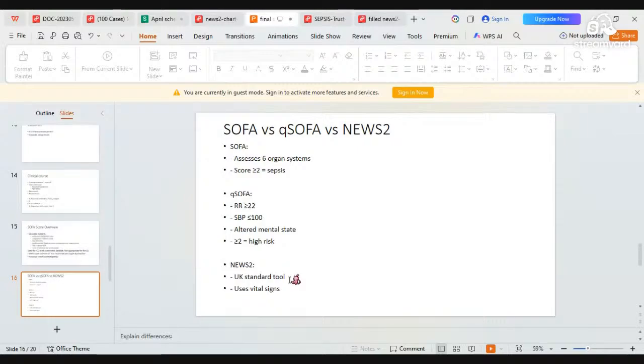So safe to say the charts are plastered in the wards or departments. I would assume so. I don't know.